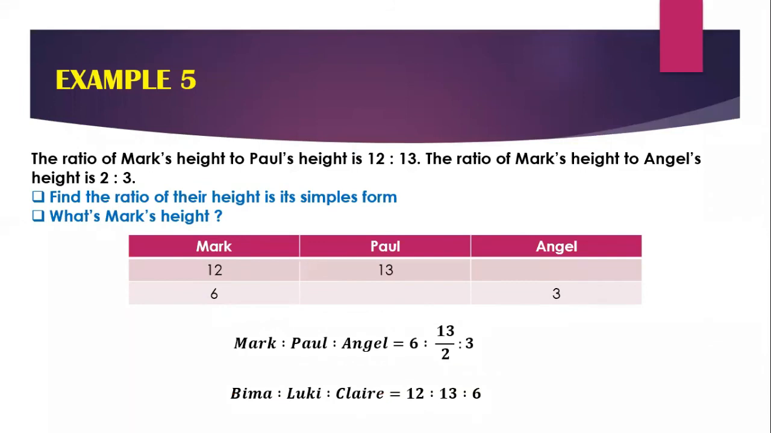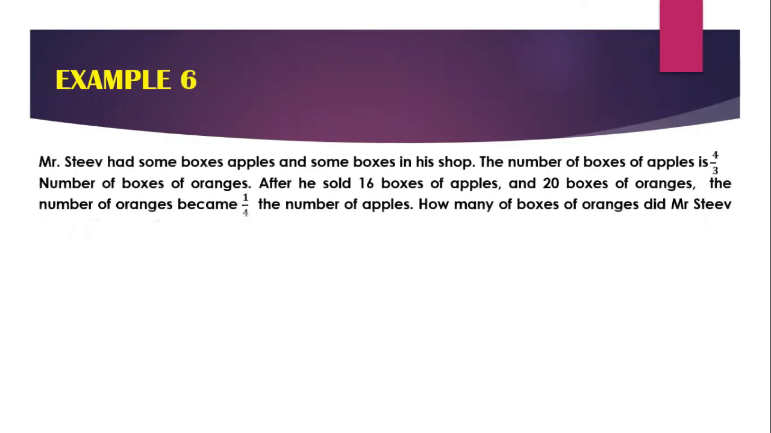Next, we go to example 6. Mr. Steve had some boxes of apples and some boxes of oranges in his stock. The number of boxes of apples to the number of boxes of oranges is 4 to 3. After he sold 16 boxes of apples and 20 boxes of oranges, the number of oranges became a quarter the number of apples. How many boxes of oranges did Mr. Steve have at the end? This question is very easy.